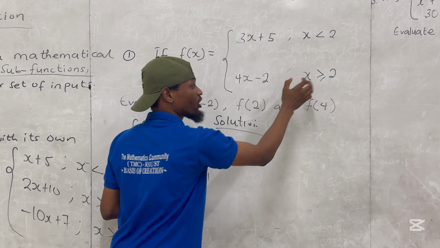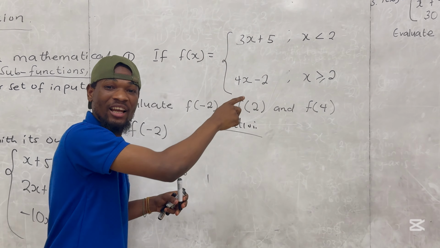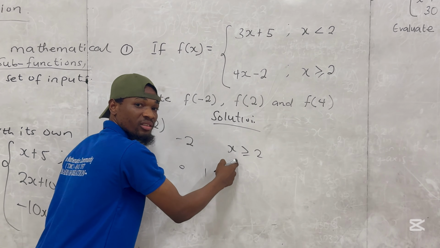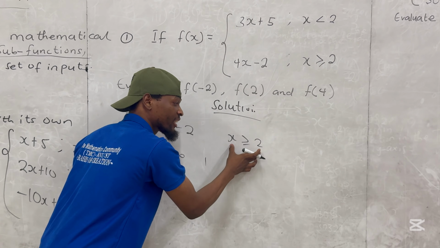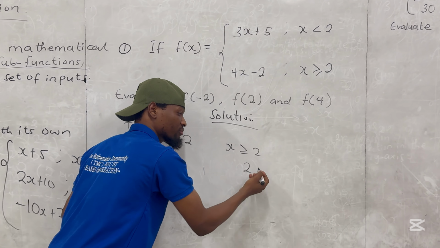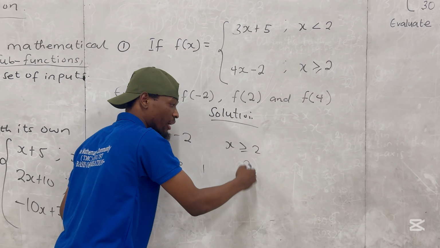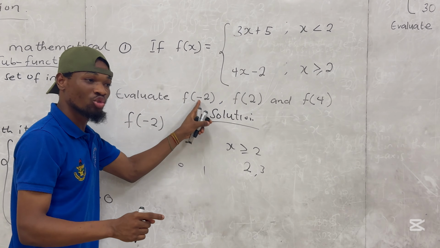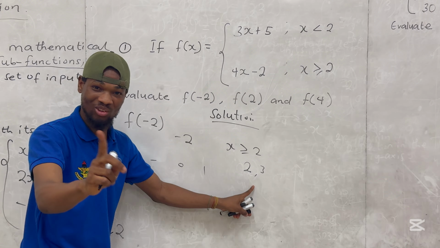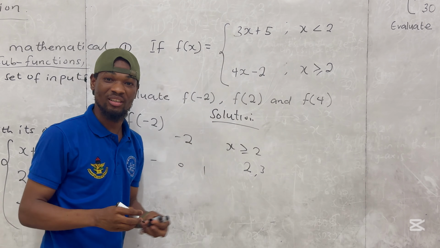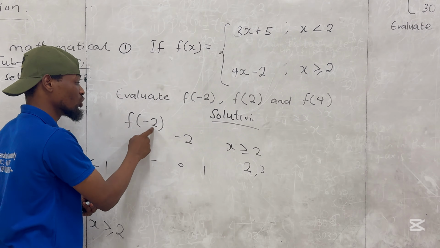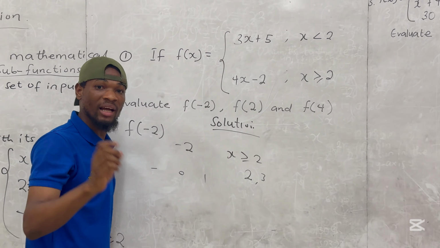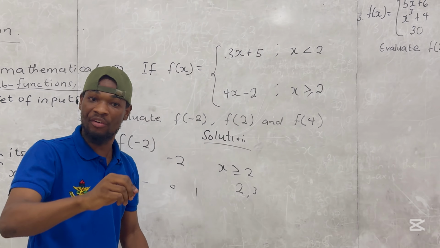So let's tackle the second one. Here we have s is greater than or equal to 2. What does it mean? This interval simply means you have 2, then numbers also greater than 2. So you see that 2, we have numbers greater than 2. So you have 3, 4, 5. And you ask yourself, can negative 2 fit into this? Not at all. So as a result of that, we are going to substitute this negative 2 into the first function, not this one. So that explains the meaning of the different rules.